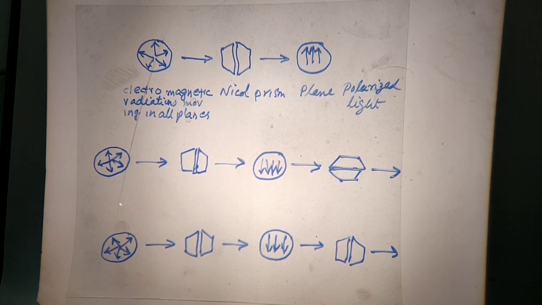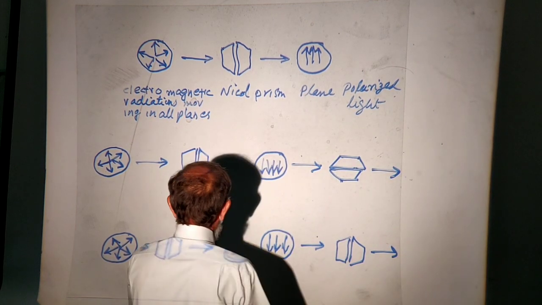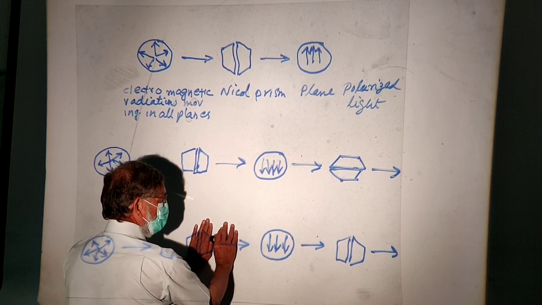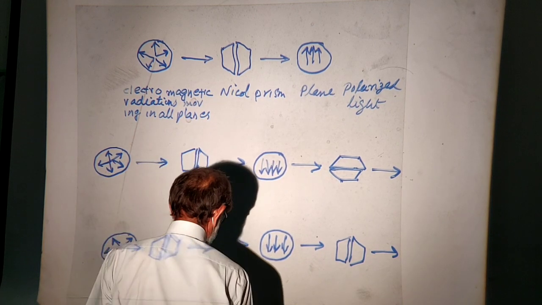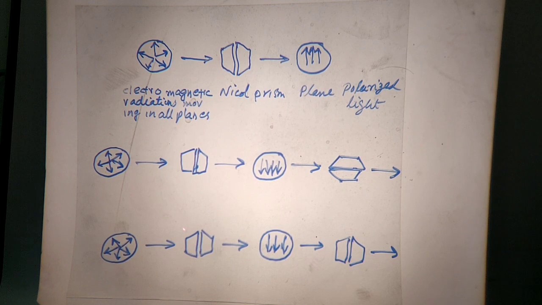Now next, what you would like to do is, again, you have the radiation in different directions. The Nicol prism has made this plane polarized light in one direction. Now you place the prism which is parallel to the first one. So now you can see this is in this way, and the second prism is also in this way. What will happen? Now you can see light is visible here.